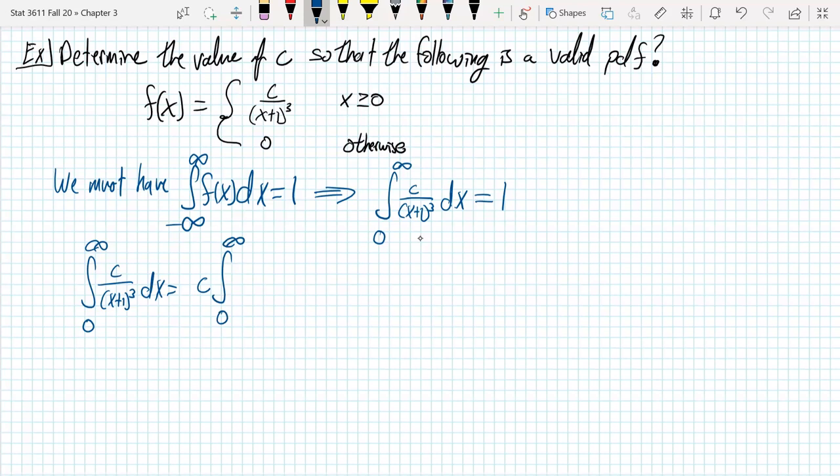And then 1 over x plus 1 cubed can also just be written as x plus 1 to the negative 3. And that'll probably make the integral a little bit easier. You could do a u substitution here for x plus 1, or if you're comfortable with the integration at this step, that is fine by me too. We have c times, the power rule here, which means you need to increase your exponent by 1, and then you divide by your new exponent. This is going to be evaluated from 0 to infinity.